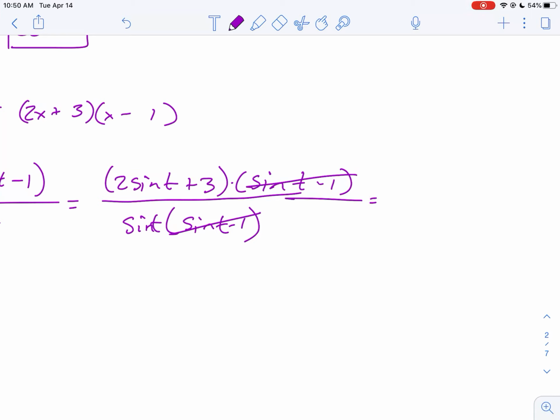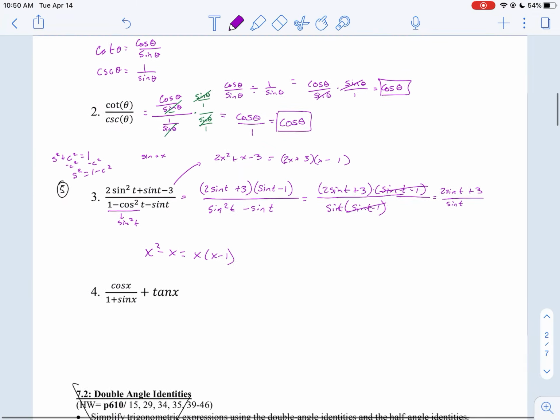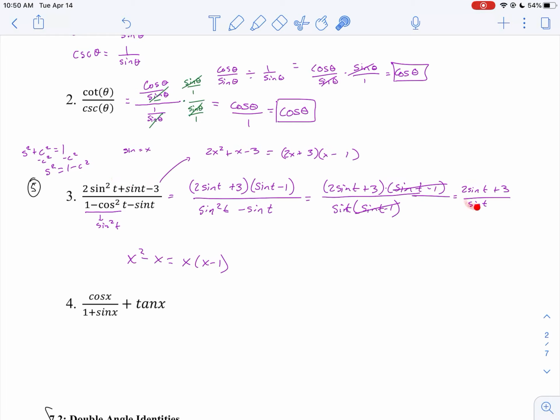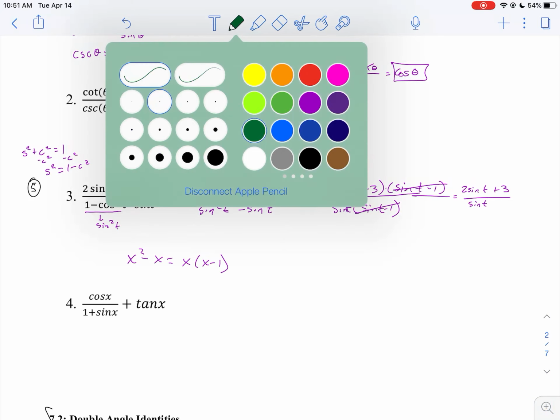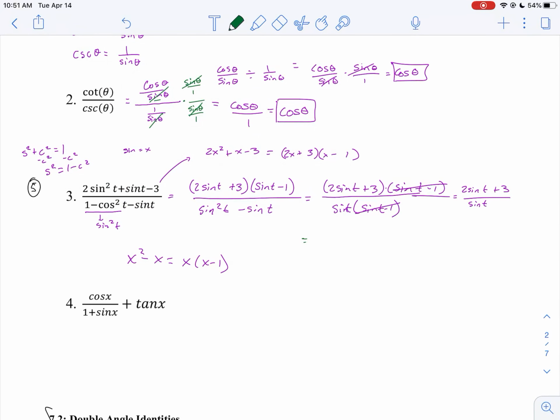So now if I look at this, this is good, right? Hopefully you're seeing I have multiplication here, so I can cancel, I can divide this out, and then I'm left with 2 sine t plus 3 over sine of t. And that is much simpler than what we started with. Now, if you were to just stop there, I'd probably be okay with it. I do want to show you that when I have a fraction like this, where I have a sum in the numerator and one single term in the denominator, sometimes it can be helpful to split that up. And so I'm going to go ahead and do that.